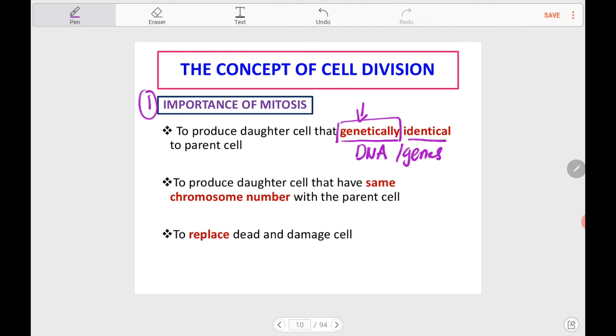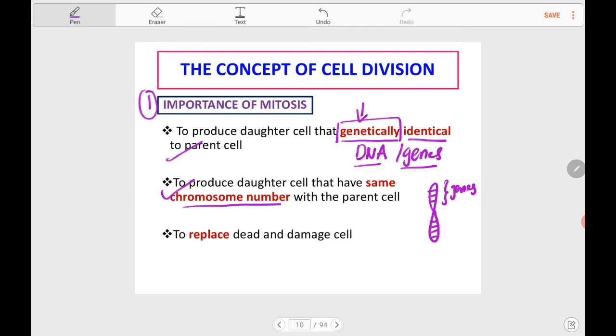For mitosis, it is important to produce daughter cell that have the same chromosome number with the parent cell. First point tadi untuk merujuk kepada DNA ataupun gene composition. Second point ini lebih kepada chromosome number, jumlah kromosom yang berada di dalam parent cell dan juga yang berada di dalam daughter cell. Okay, so kita punya kromosom mengandungi gene. So ada banyak gene inside our chromosomes.